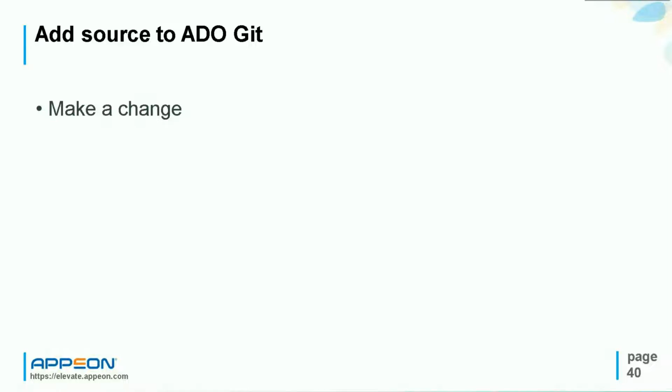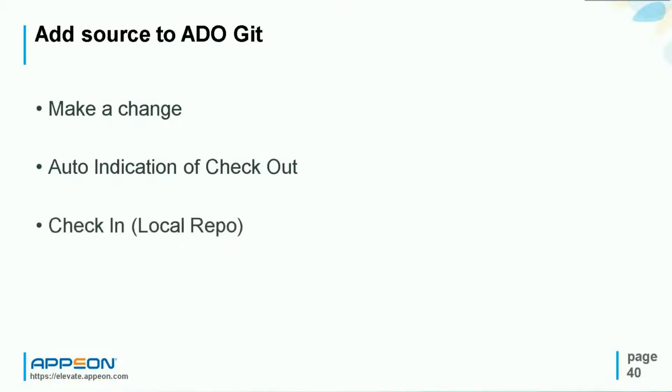So you make a change. In PowerBuilder there'll be a green check mark that indicates it's checked out, but it's not really checked out, it's just been modified. Then you can do a commit to the local repository, and you can do that at the target, the workspace, the library, or the file level.